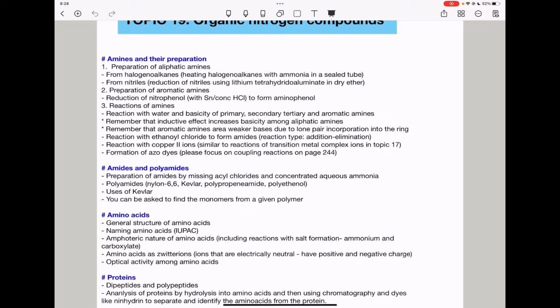However, when you react them with amines, these amines are going to act as ammonia does act in the redox reactions you saw in topic 17. Please ensure you fully understand this. And finally, most common questions about formation of azo-dyes. Please focus on page 244. Remember the conditions for coupling reactions in azo-dye formation.